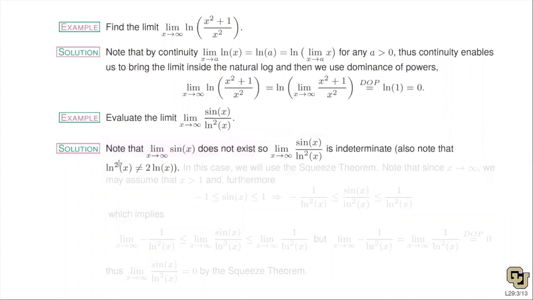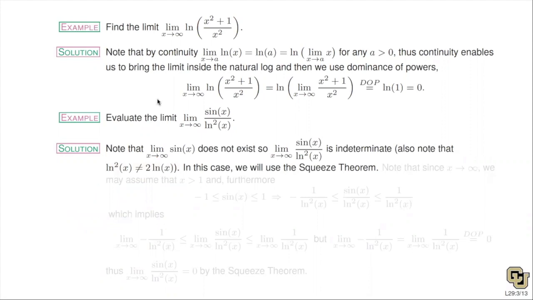Here, ln squared of x is not the same as ln of x squared, which would then be equal to 2 ln of x. Ln of x squared, that's ln of x times x. Here, ln squared of x, this is ln of x times ln of x. The square's on the outside. Okay, so be careful with the notation.